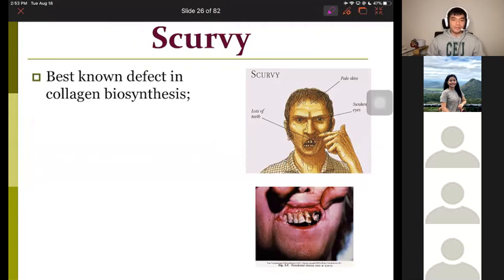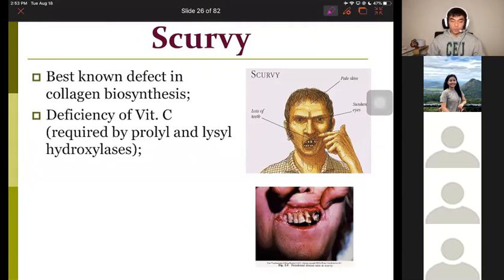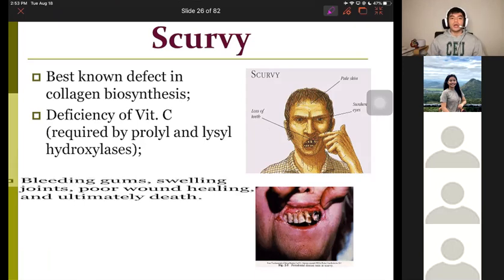Yes. So deficiency of vitamin C could result in defective hydroxyproline formation and hydroxylysine formation, making collagen weak. So when it's weak, the collagen is very fragile, so it breaks easily. That's why in patients with scurvy, the gums bleed easily, for example. Okay? Because the structure of collagen is thin or not stabilized.